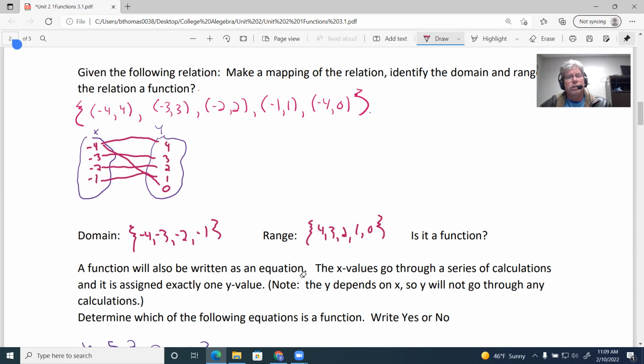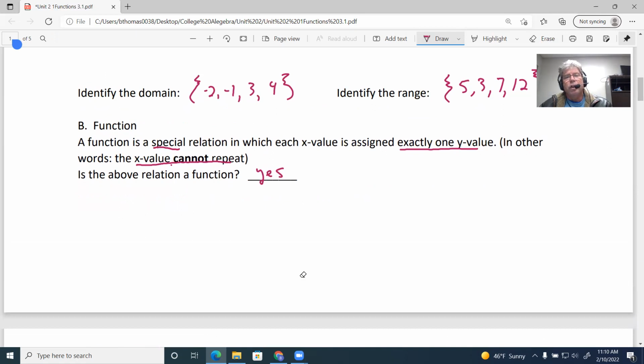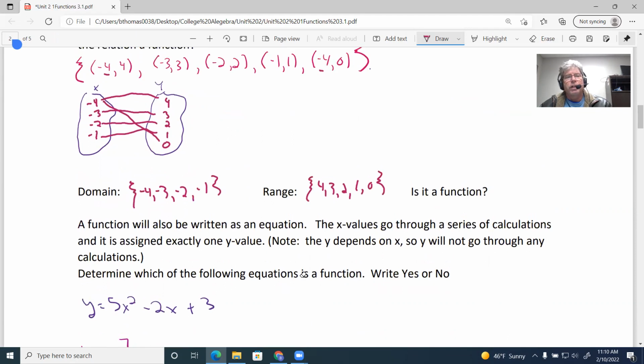And notice how in this situation the -4 repeated up here. What that means is the -4 was assigned 2 different Y values. And remember, by the definition, as we said up here, the X values can only be assigned one Y value. So this fails with respect to being a function. We do have a relation here, but since the domain value was assigned 2 different Y values, it's not called a function. So is this a function? We would say no, it's not.